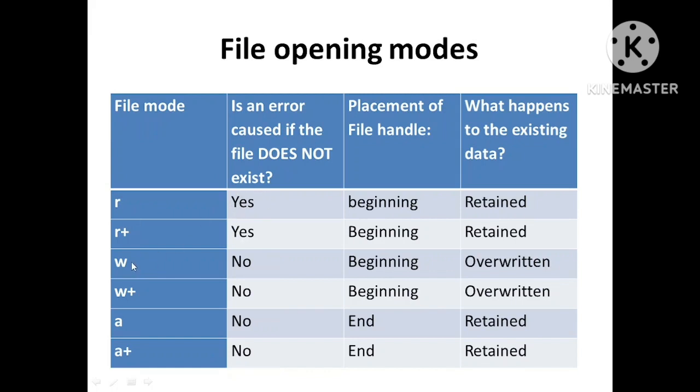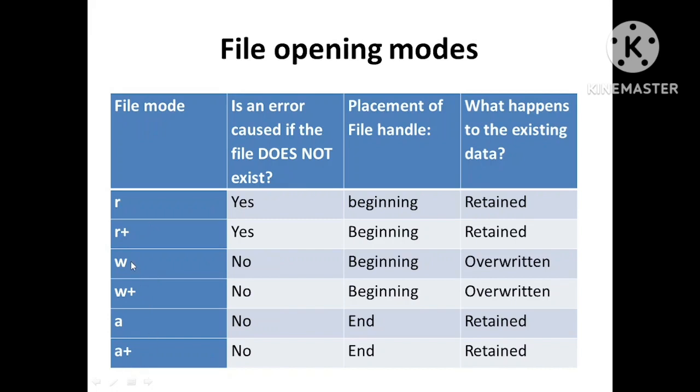But when you open the same in W mode or A mode, if the file does not exist, no error is caused. Instead, a new file with that name is automatically created by Python. So you have chances of getting a question like, which file opening mode causes an error if it does not exist? So it is R and R+. Which file opening mode automatically creates a file even when it does not exist? Then you can refer to any one of these 4.